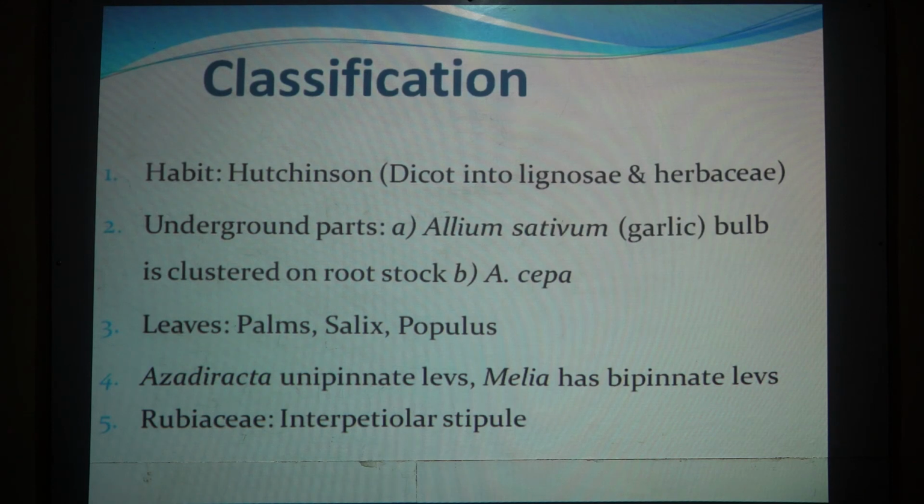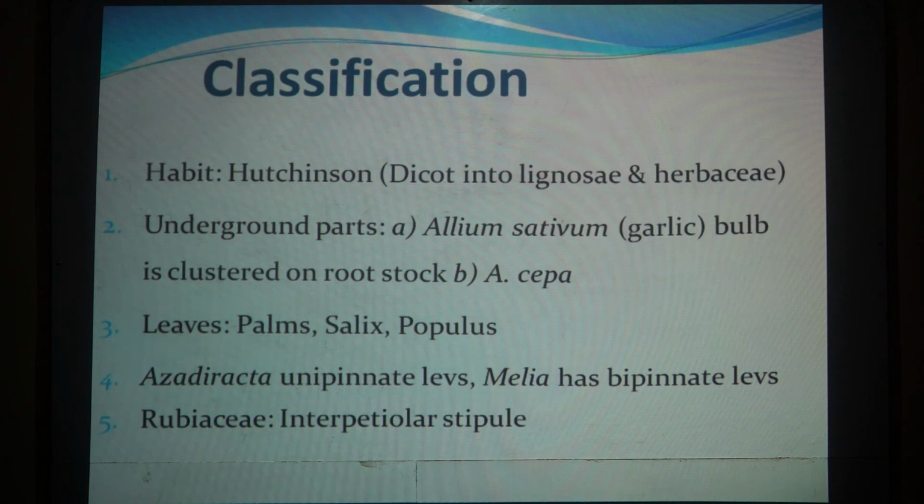Azadirachta has been separated from the genus Melia only on the basis of variations in the leaves. Azadirachta has unipinnate leaves and Melia has bipinnate leaves. So Azadirachta and Melia are completely divided on the basis of their variations in the leaves. And leaf venation is also important for the identification of the species Ulmus and Tilia. In Ulmus and Tilia, leaf venation is used for classification.